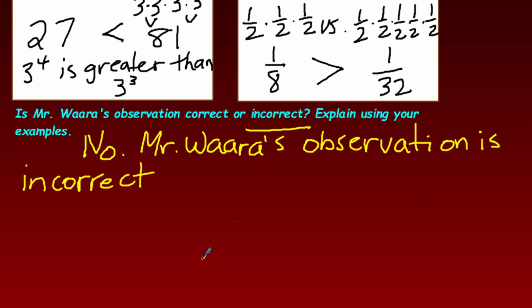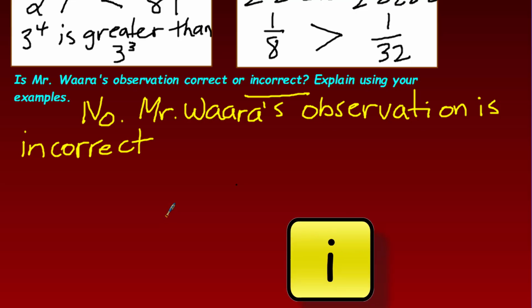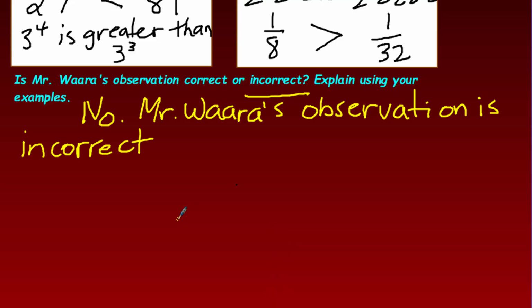Now it does say explain using your examples. I think I already explained using my examples. I explained that when I took a fraction and raised it to different powers, the third power and the fifth power, that changed the product. In fact, when I multiplied a fraction, and I showed you the example here, 1/2 raised to the fifth power, you end up with a smaller product. So even though the number was raised to a higher power, I ended up with a product that was less than the one raised to the third power.